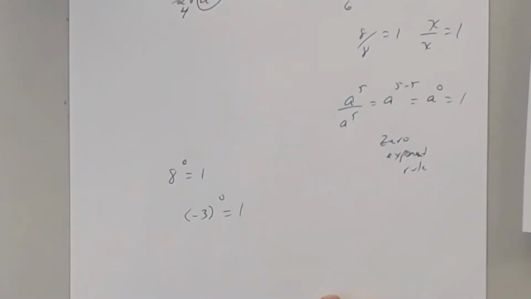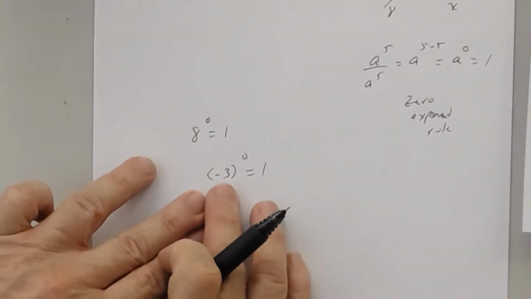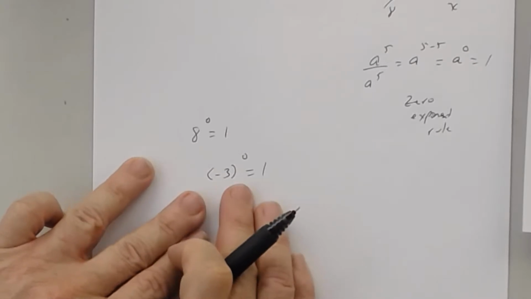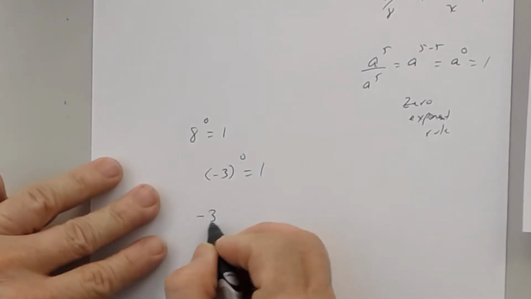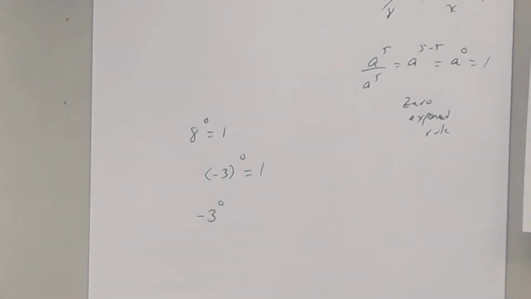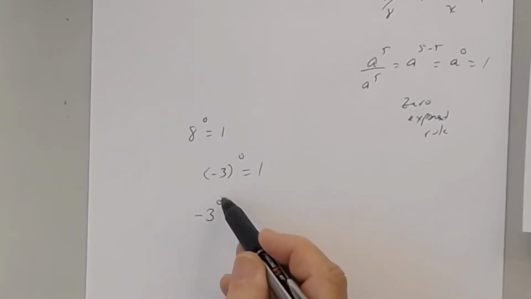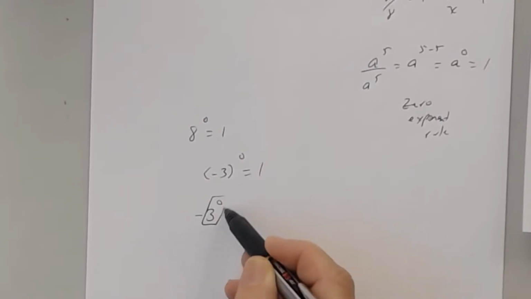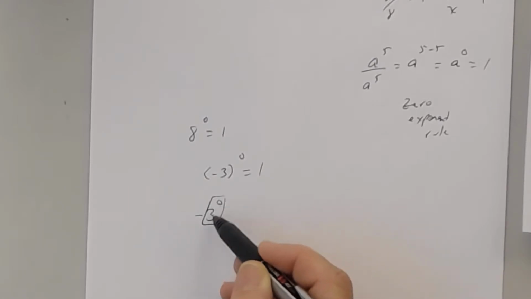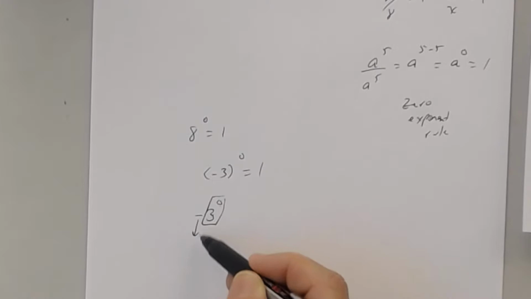Now don't confuse this right here, that negative 3 in parentheses to the 0 power, with this. We talked about this in the past. You dealt with it last semester as well. What is the only thing being raised to the 0 power in this case? The 3. Good. So if I look at what's boxed off, what is 3 to the 0? 1.